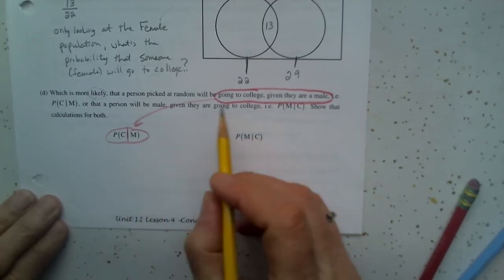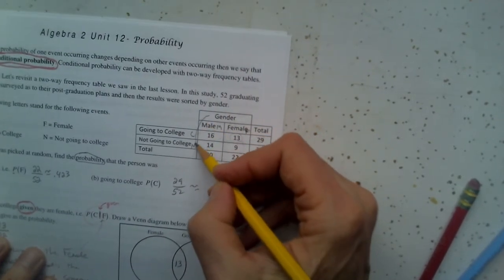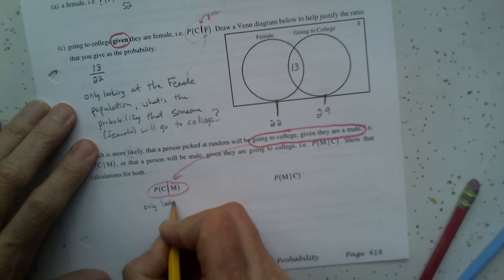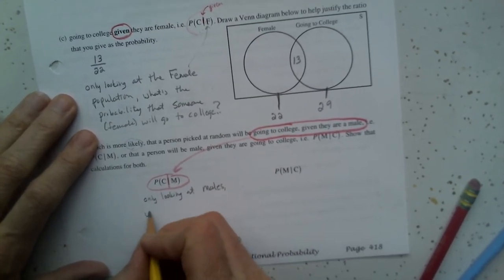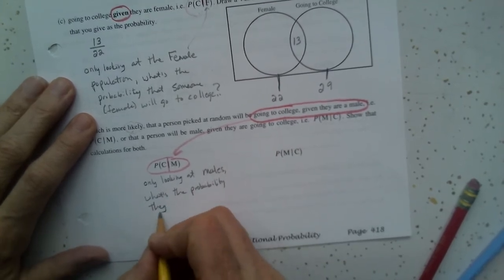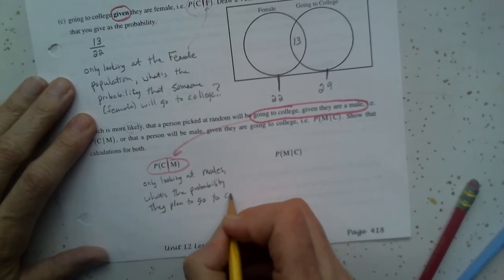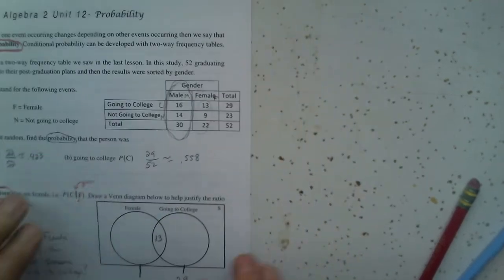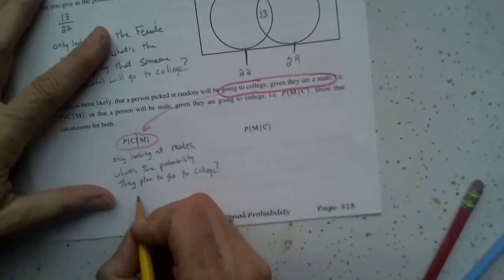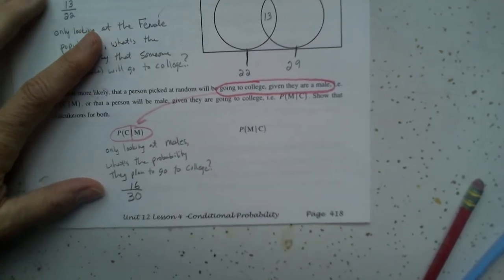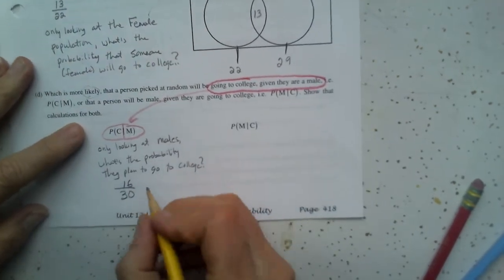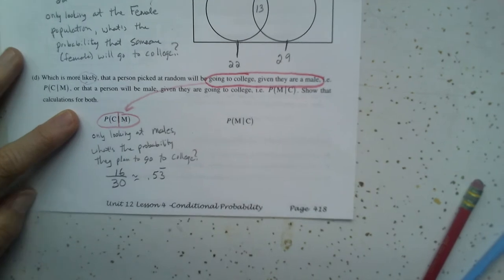So if you're only looking at the female, or only looking at the male population, we are only looking at this column right here, this male column of 30 people. So only looking at males, what's the probability they plan to go to college? That's what this shorthand means. So only looking at the males, we're only looking at that column. What's the probability that they're going to go to college? Well, there are 16 of those males out of the 30 males. So 16 out of 30. And if you wanted to do that division in your calculator, that would be about 0.53 repeating, or 53.3%.